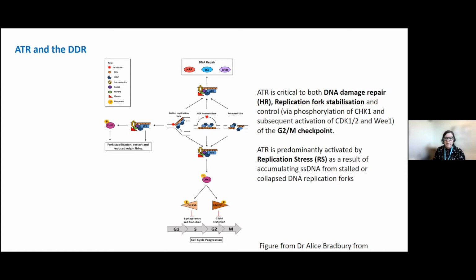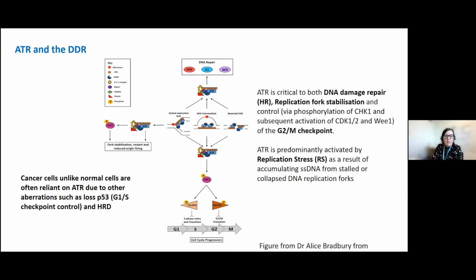ATR is predominantly activated by replication stress, and this can happen as single-strand DNA breaks accumulate and then cause stalled replication forks, which happen as you give PARP inhibitors. Cancer cells might be more prone to targeting ATR because they are more reliant than normal cells on the G2M checkpoint, because they have lost P53, which is useful in controlling the G1S checkpoint. Also, cancer cells with homologous recombination deficiency might be more prone to targeting ATR, and this is something that we can exploit with ATR inhibitors.